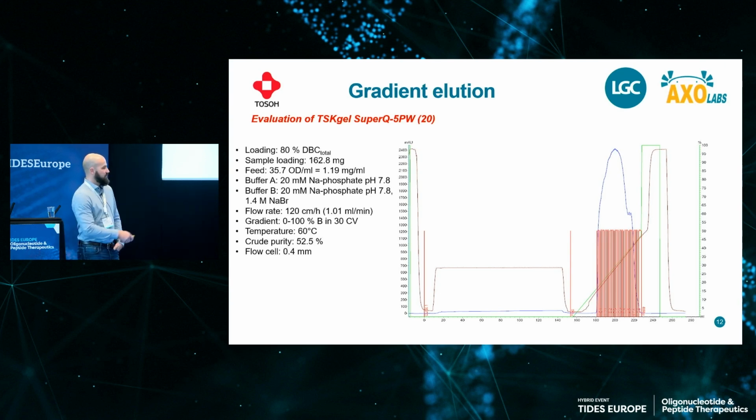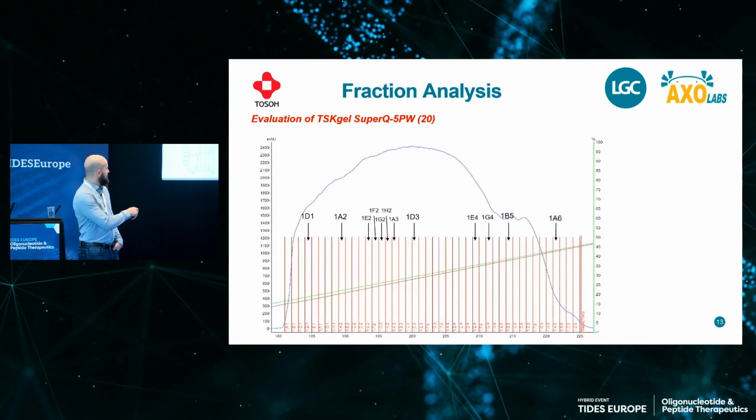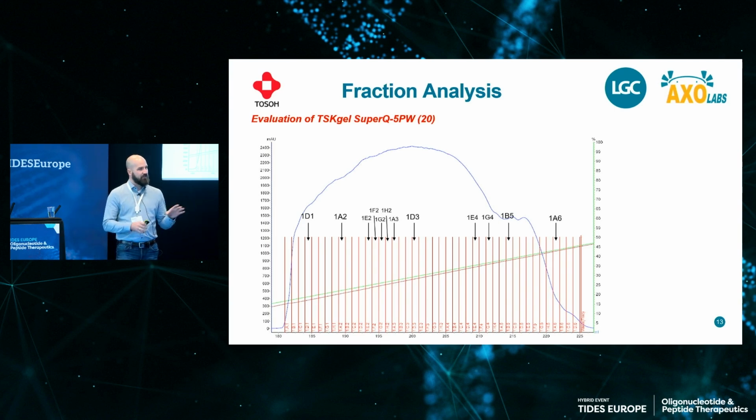And then, of course, this was fractionated and then looked at the individual fractions. So here's just showing you a few of those fractions that Axolabs looked at. The important part is just now figuring out which of those fractions do we need to pool. And the idea or the goal that we discussed is that we will just pool everything that has a purity in the individual fraction above 85%.